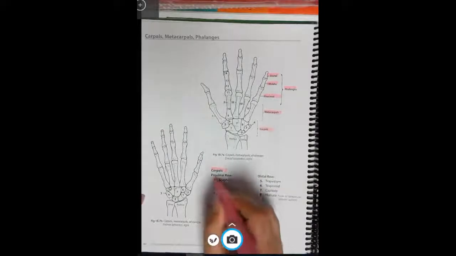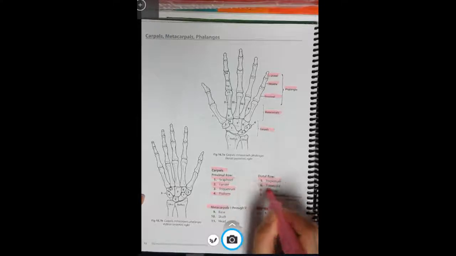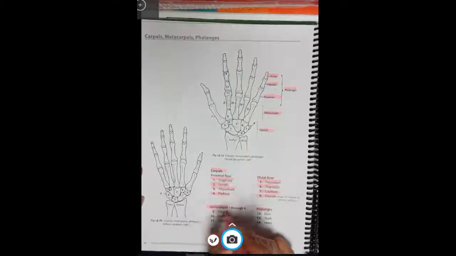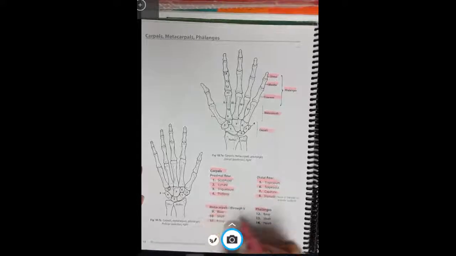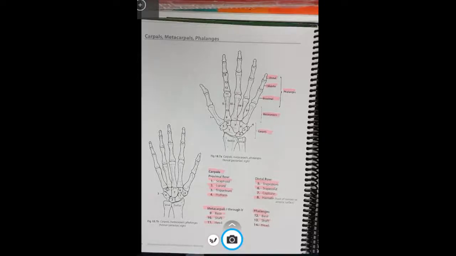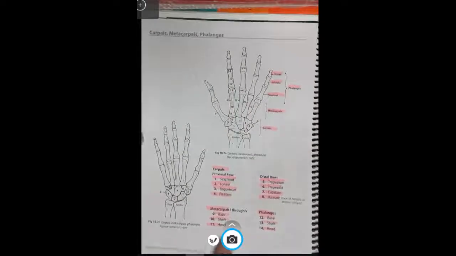Okay? You're going to need to know every one of these carpals and keep them in order from proximal row and distal row. And then we'll know base, shaft, head. Those ones are the easy ones. Okay? So that's going to be your bones and your bony landmarks for your wrist and hand exam.